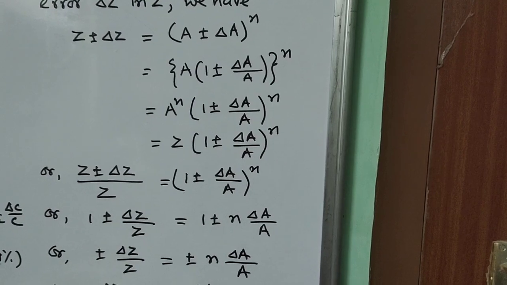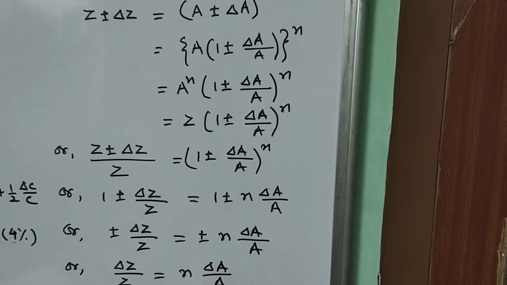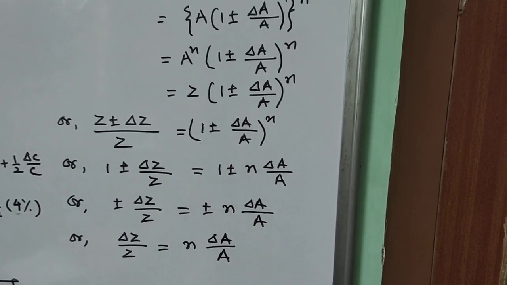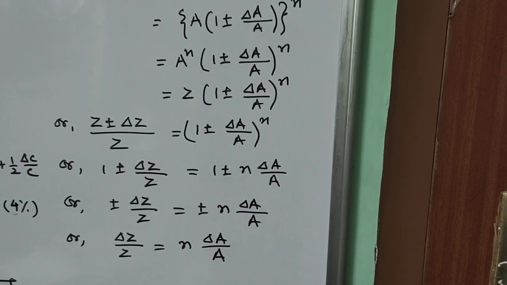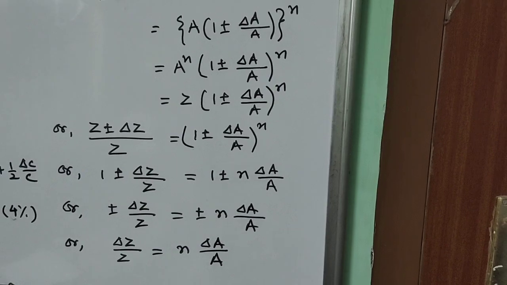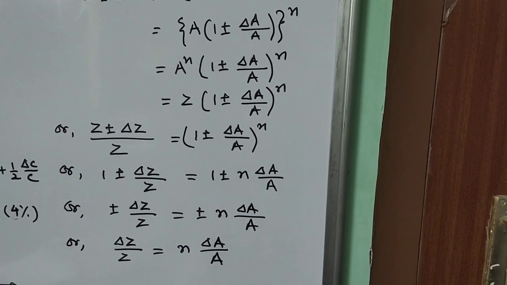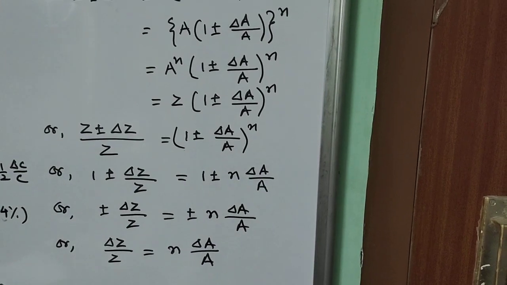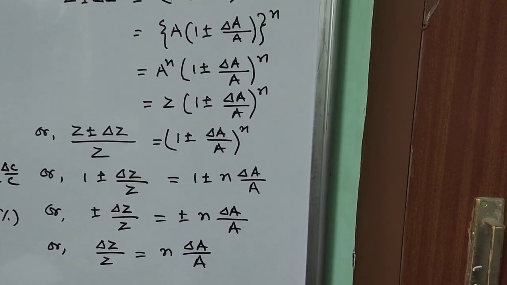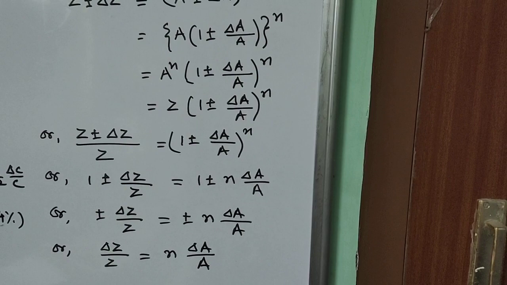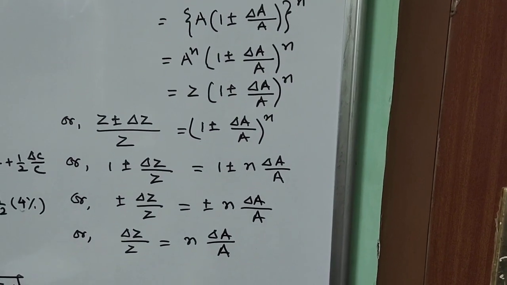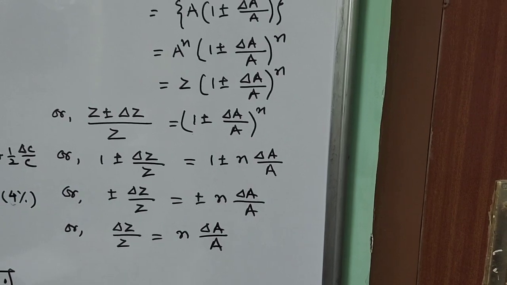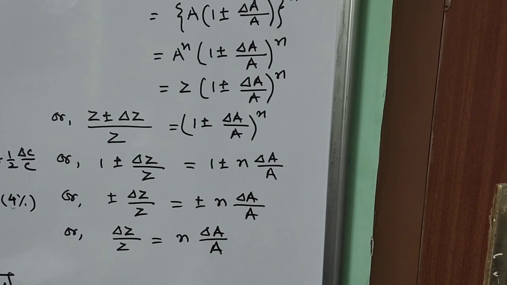So 1 goes off, plus minus delta Z by Z equals plus minus small n delta A by A. So ultimately we will get delta Z by Z equal to small n delta A by A. So you have seen that the relative error in Z, delta Z by Z, is nothing but the exponent times the relative error of the physical quantity which we are measuring in defining Z. So this part is very important because in numericals we are going to use this expression.